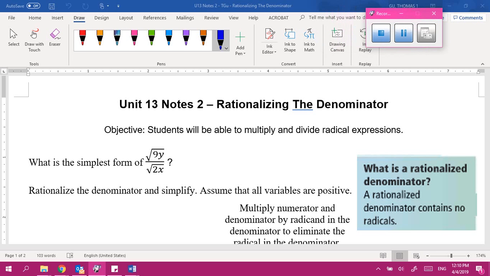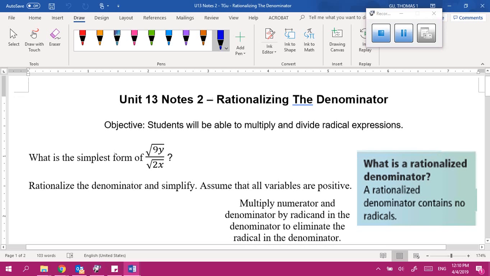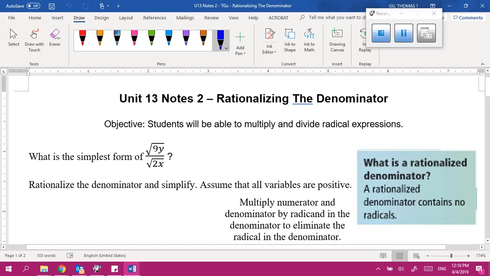This is Unit 13 Notes number 2 because this is the second set of notes that we're doing, and it is going to be about rationalizing the denominator. Rationalizing the denominator. What does that even mean? So, general rule is you can't have a radical in the denominator. All right, so look at this very first example.